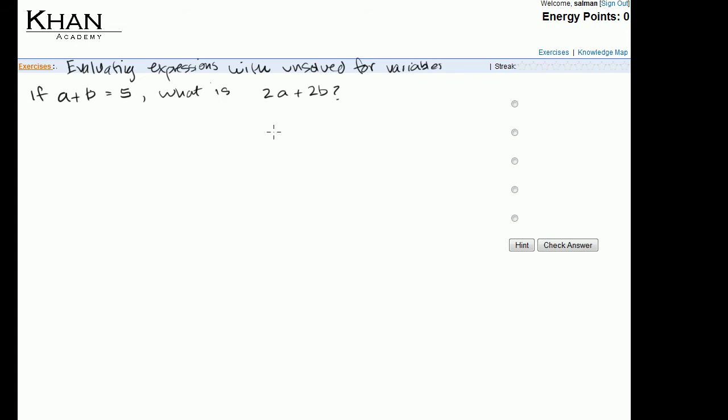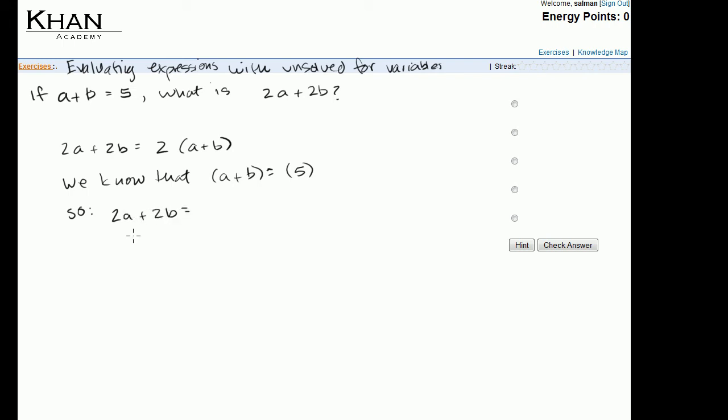And if the students click hint the first time, the first hint would be 2a plus 2b is equal to 2 times (a plus b). They click hint again, we know that a plus b is equal to 5. I'll put the parentheses there so they know to put it there. So the next hint, 2a plus 2b is equal to 2 times 5, which is equal to 10. So that would be one variation.